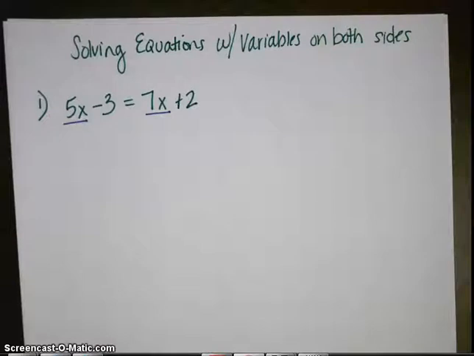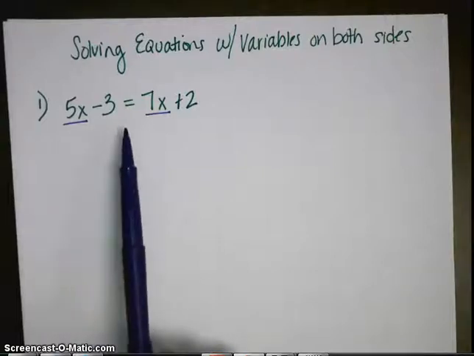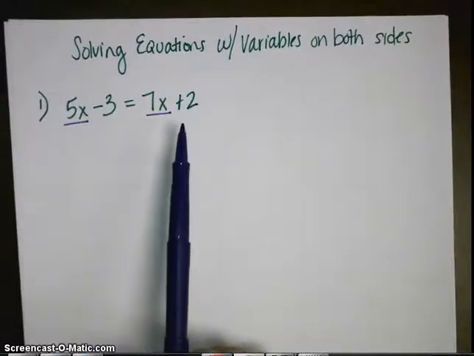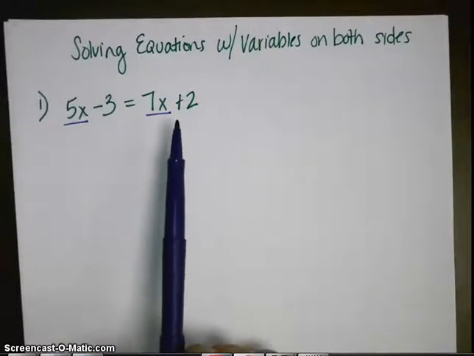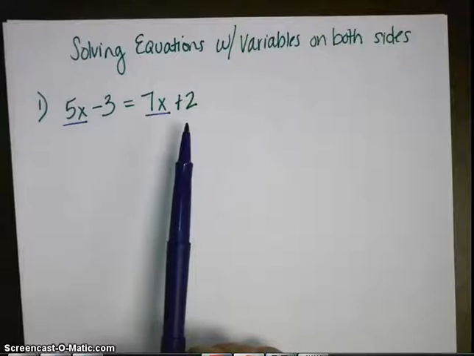Today we will be solving equations with variables on both sides. Let's take a look at our first example. 5x minus 3 equals 7x plus 2. I'm going to need to get all the variables to one side and all the numbers to the other side.